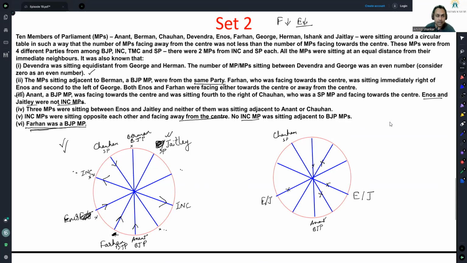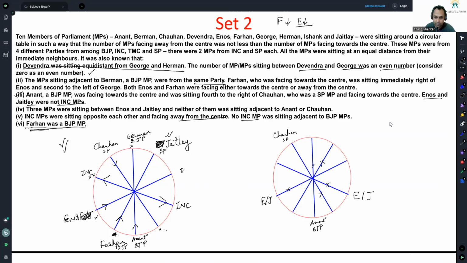The only piece of information that I haven't really worked with is Devendra sitting equidistant from George and Harban. Okay. So the gap between Devendra and George was an even number. Can Devendra be here? I'm just checking. If Devendra was here, where can George be? George can be here. No, 3 people in between. George can be here. No, it is not possible. George has to be at one of these 2 spots, and he cannot be here. So Devendra coming here is not possible.